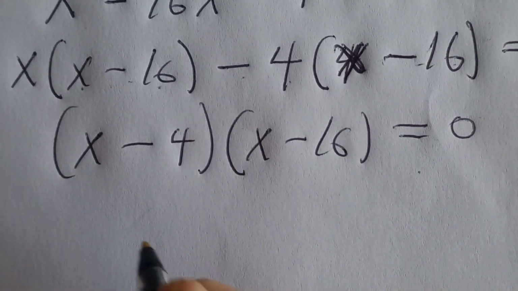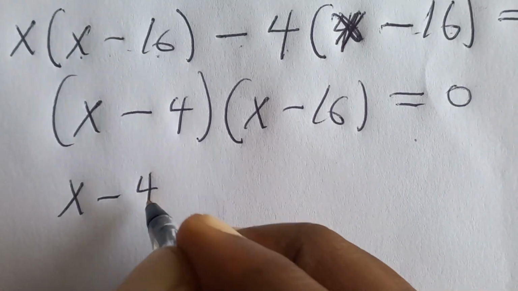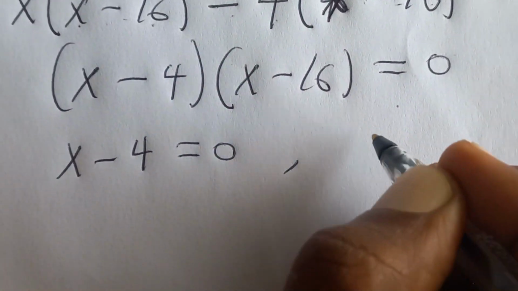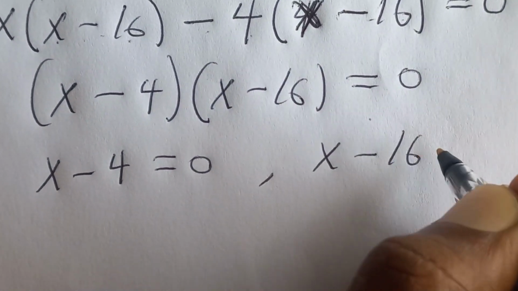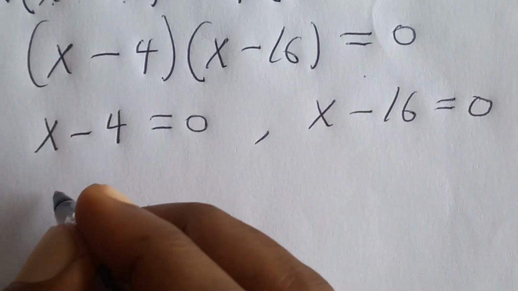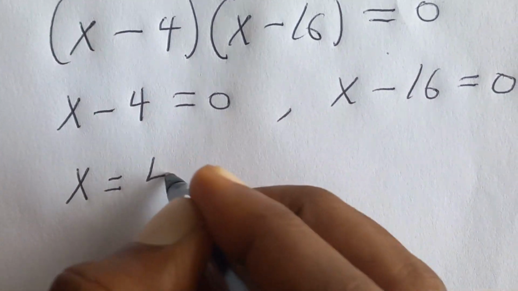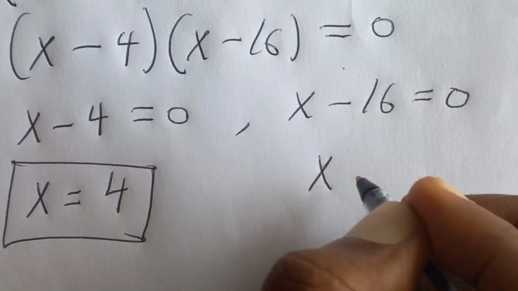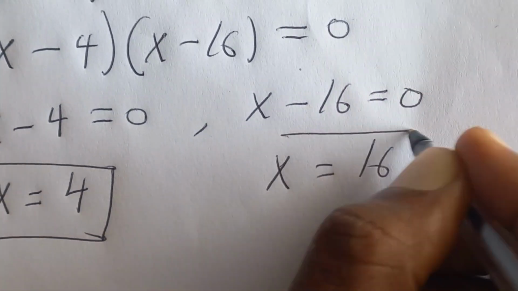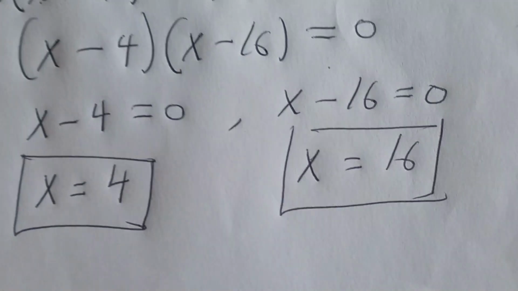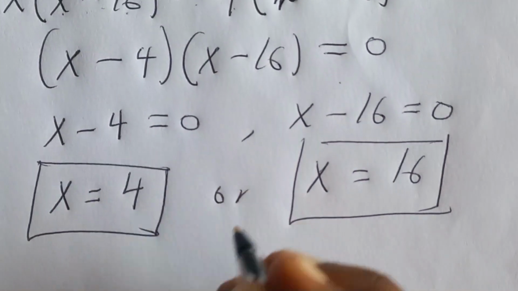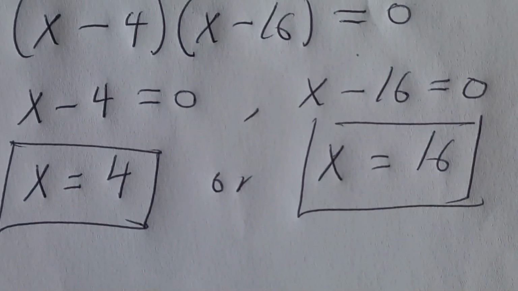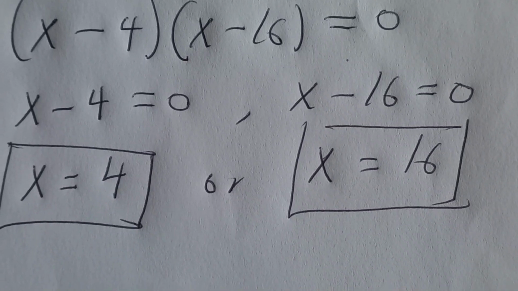So from here, we say that x minus 4 is equal to 0, and x minus 16 is equal to 0. So x is equal to 4. From here, x is equal to 16. So our solution for this equation is x is equal to 4 or x is equal to 16.